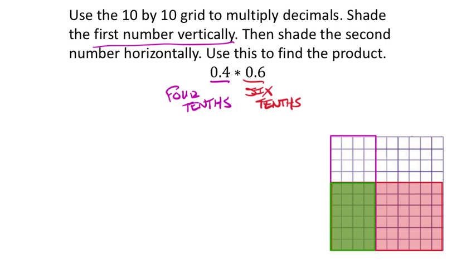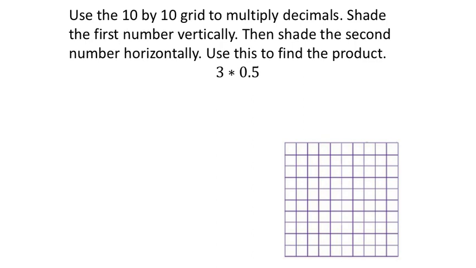All we've got to do is figure out how many. It's not going to be in tenths, it's going to be in hundredths. So how many hundredths is that? It's a 6 by 4 rectangle, and 6 times 4 is 24. So that's 24 hundredths. You could count the boxes if you'd like, but I'm too lazy to do that. So if you want to, you can do it. I'm just not going to. 24 hundredths. Okay, so use a grid for this one. Shade the first number vertically, then shade the second number horizontally. Use this to find the product.